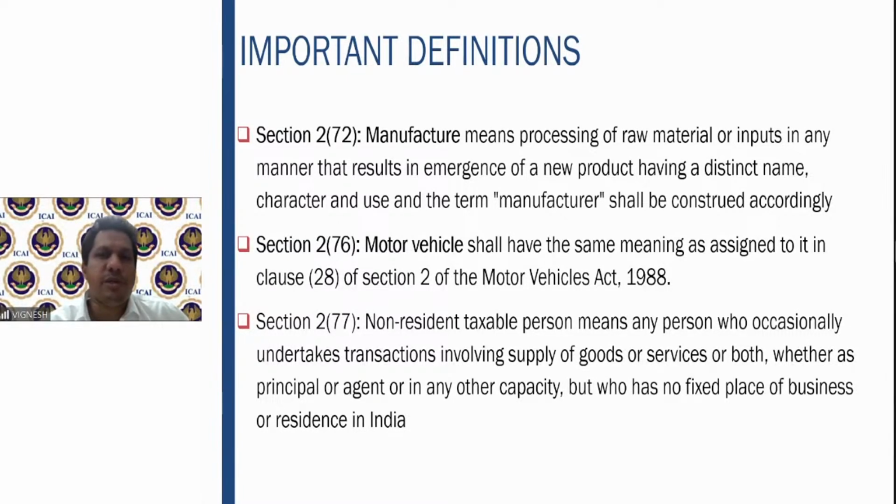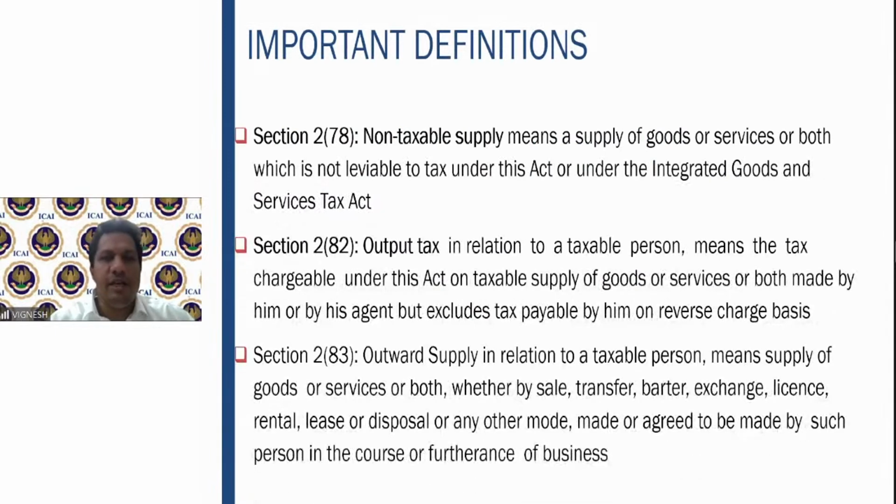Non-resident taxable person means a person who occasionally undertakes the supply of goods or services, whether as principal or agent, who has no fixed place of business or residence in India. That is an important characteristic of a non-resident taxable person, that he does not have any fixed place of business or residence in India. The non-taxable supply means supply which is not leviable to tax. Very straightforward definition. Output tax means tax chargeable on the taxable supply of goods, but excludes the tax paid by him on the reverse charge basis.